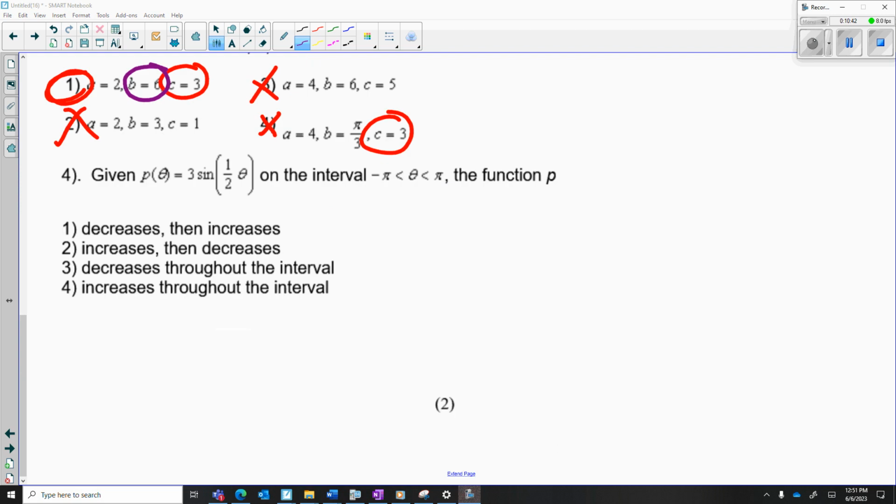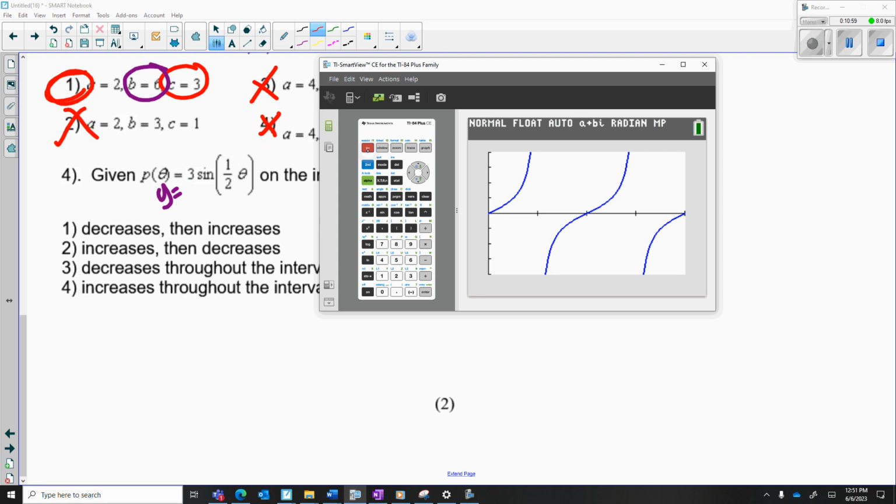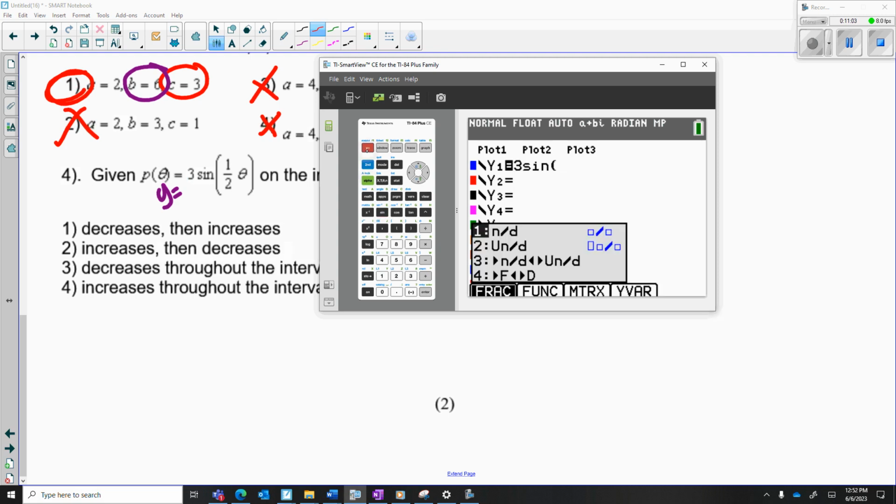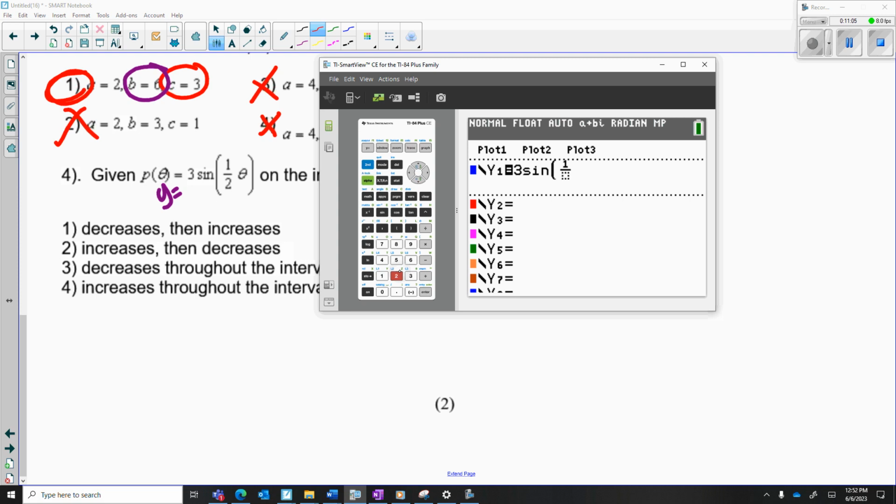Now we get into one that's a little trickier because it doesn't give us a picture. So we have to kind of sketch the graph in our head. It says the graph of 3 sine 1 half theta over the interval. What does it do? Okay, so I think we should graph it in y equals. So go to y equals right now and type in the equation 3 sine 1 half. Instead of theta, put an x inside the parentheses.